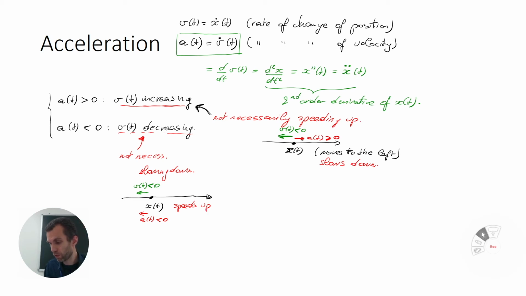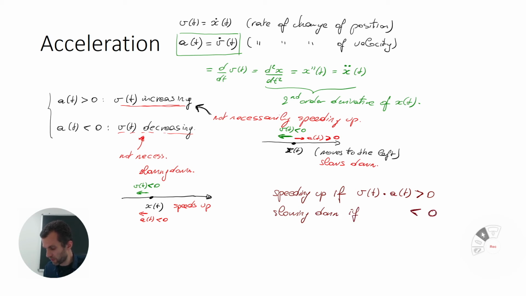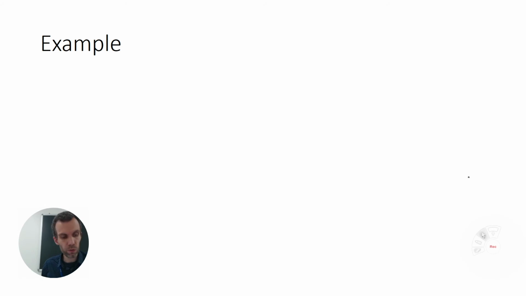What you have to do in order to figure out if the particle is slowing down or speeding up is to consider both of these at the same time. And what you can do is you can say the particle will be speeding up if the velocity times the acceleration is bigger than 0, and slowing down if the velocity times the acceleration is negative. So let's do an example.